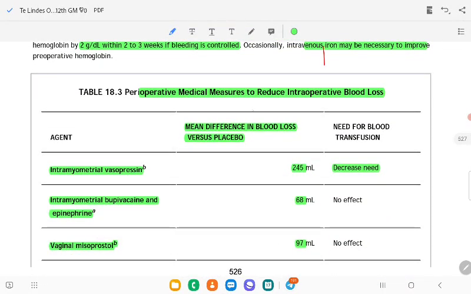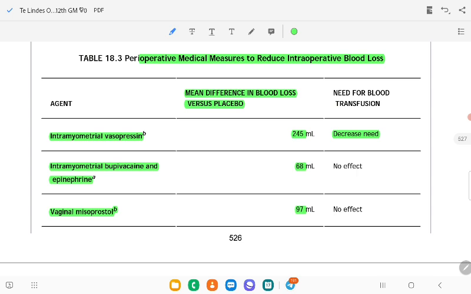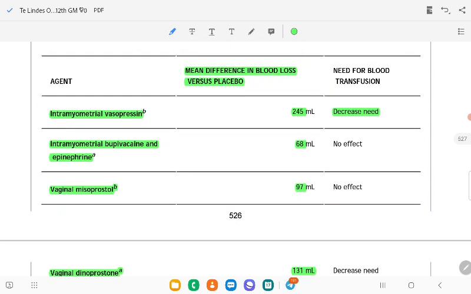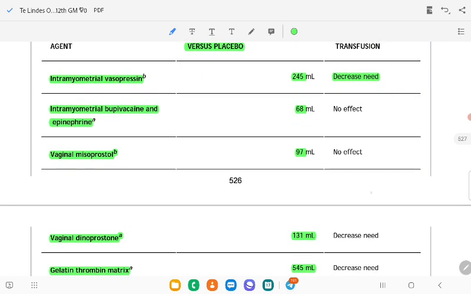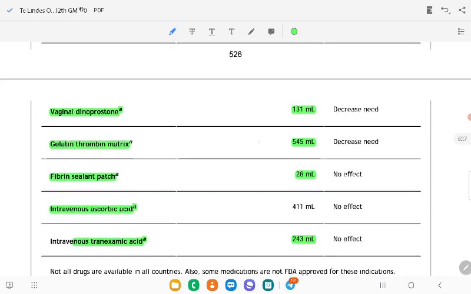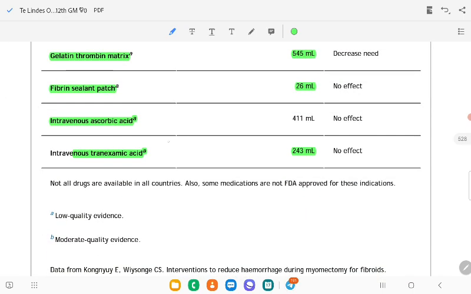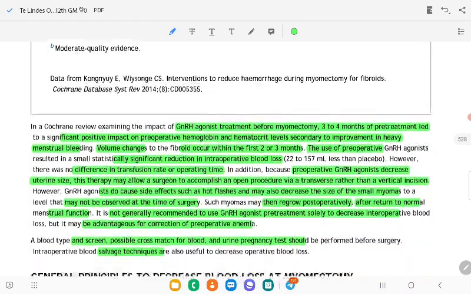These are the preoperative medical measures to reduce intraoperative blood loss. If you are using intramyometrial vasopressin, the reduction of blood loss is 245 ml. If you are using intramyometrial bupivacaine or epinephrine, it will reduce blood loss by 60 ml. Or you can use vaginal misoprostol, 97 ml, vaginal dinoprostone, 130 ml, gelatin thrombin matrix, 31 ml, fibrin gelatin patch, IV ascorbic acid, or intravenous tranexamic acid.